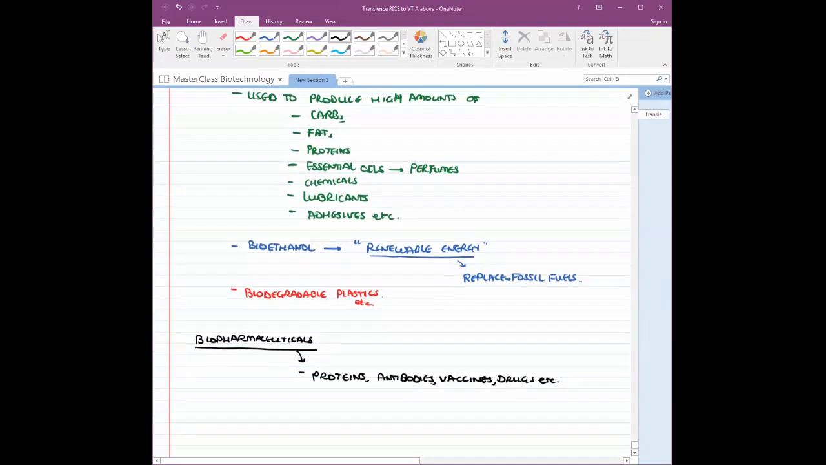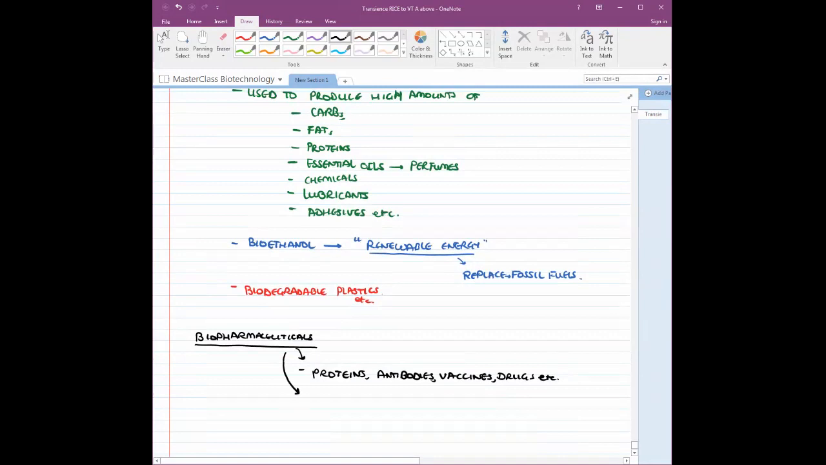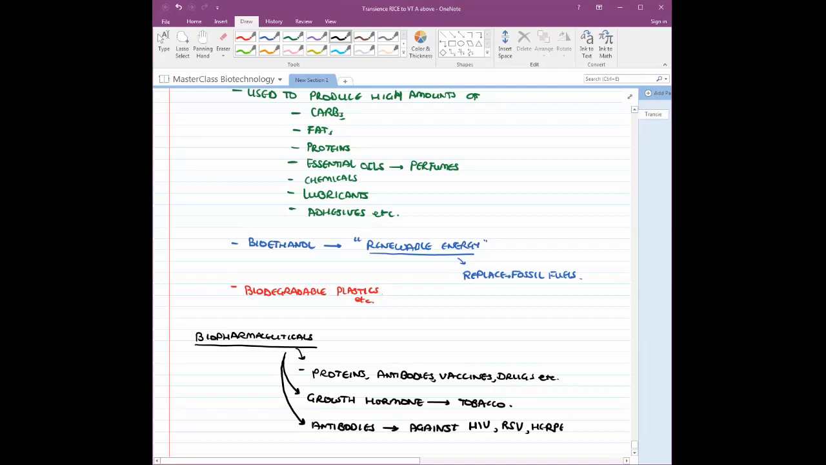Now, apart from this, we can also produce certain hormones. For example, we have been trying to produce growth hormone in tobacco plant. Also, guys, we have been trying to produce antibodies in plants against HIV. We have also tried to produce this against RSV, respiratory syncytial virus, or the herpes simplex virus.